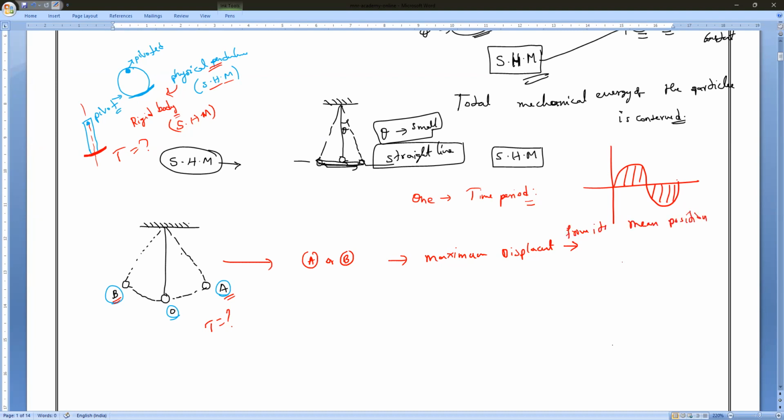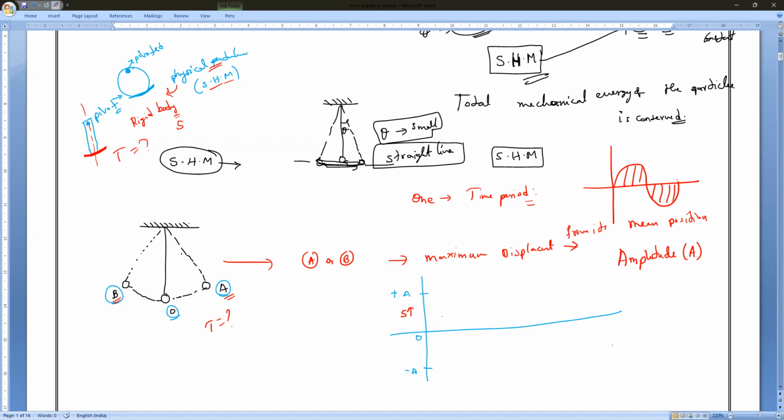Maximum displacement from its mean position, we call it amplitude. I am not asking anything new. So, if I draw the graph, displacement versus amplitude, plus A, and down what will be there? Minus A. And I am putting O. What does this O mean? Mean position. So upward displacement is positive, downwards is negative.